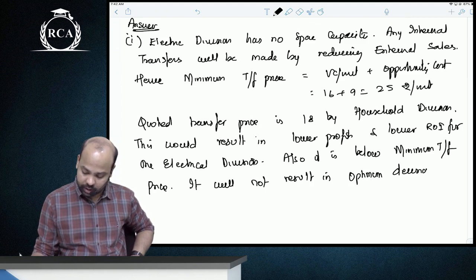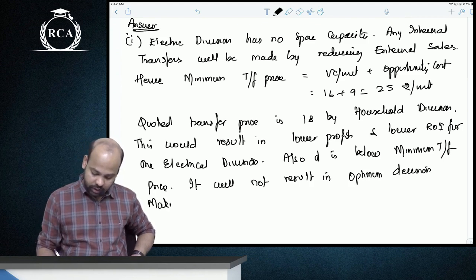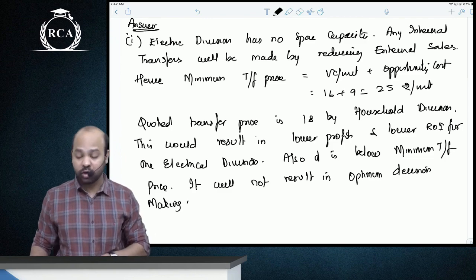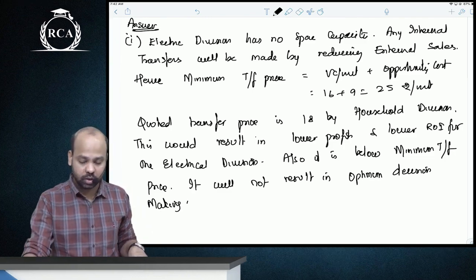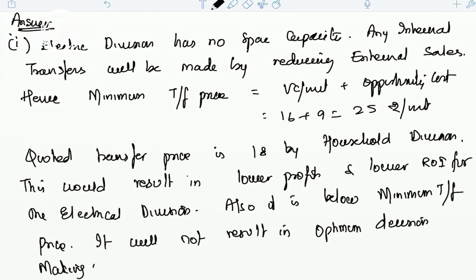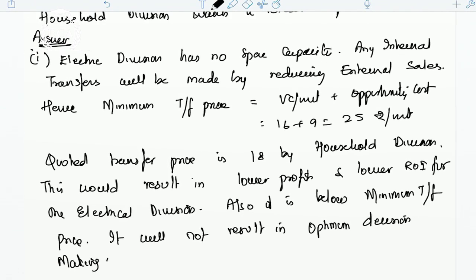Understood, sir. I hope you were all writing it with me, guys. In case you're not done with it, please pause the screen and copy this bit. I am zooming in and then I will zoom out now, guys.